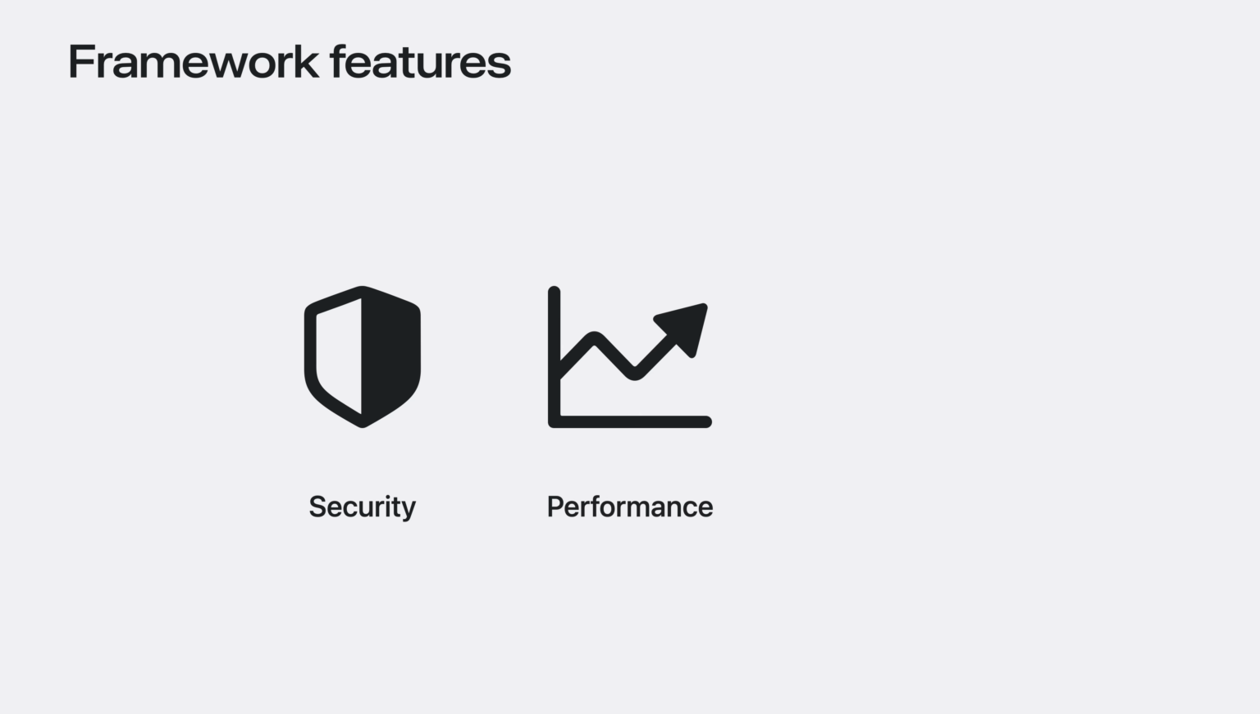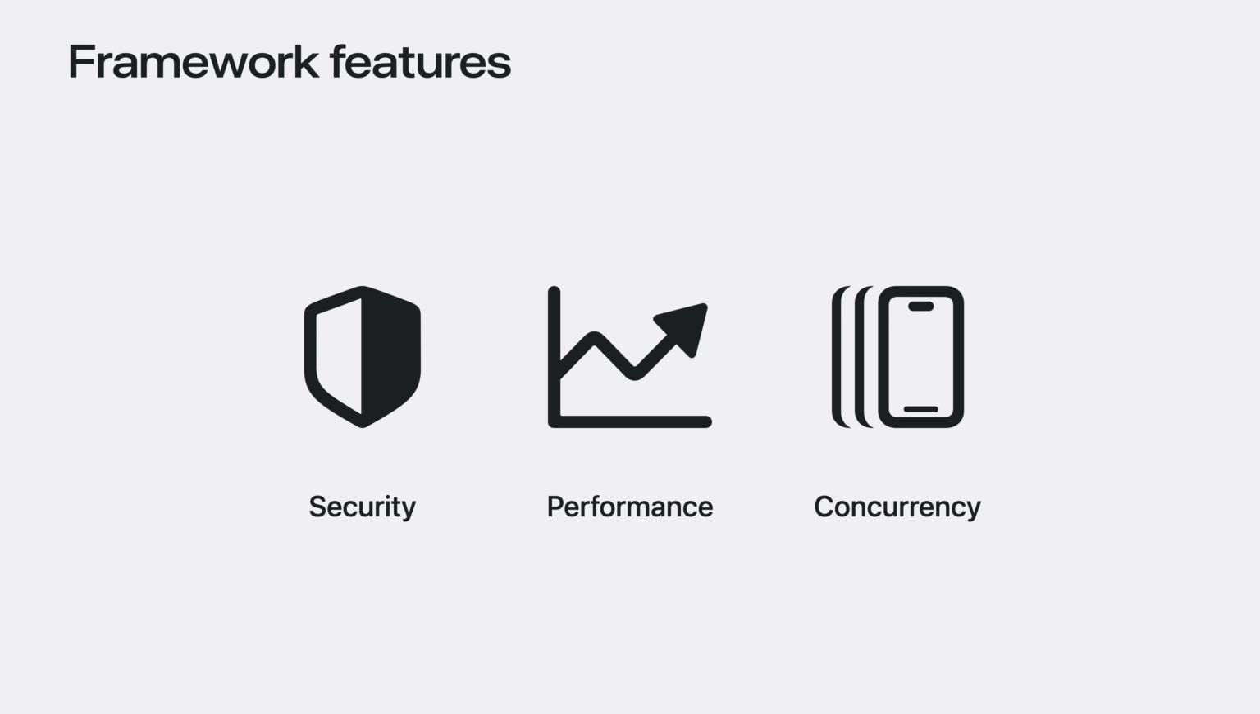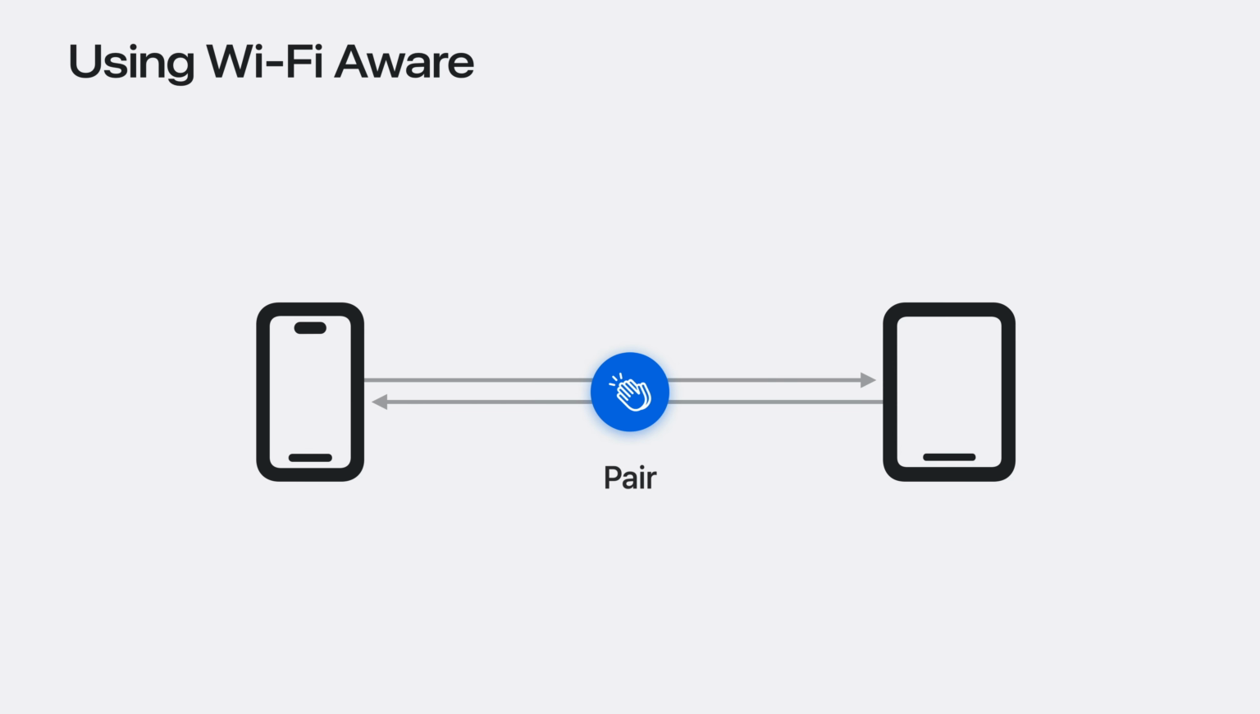When using Wi-Fi Aware, your connections are fully authenticated and encrypted at the Wi-Fi layer, can support high throughput and low latency, and coexist with connections to other nearby devices at the same time. To use Wi-Fi Aware, your app only needs to handle two high-level flows. The first flow is pairing a device. Pairing is a one-time setup process that establishes trust and facilitates secure communication.